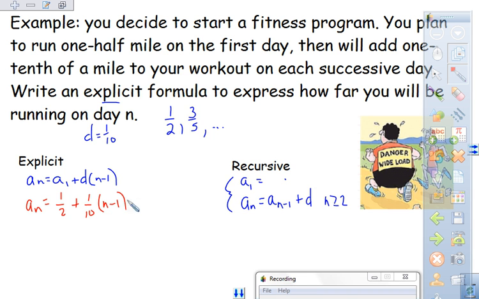So there's our explicit. For our recursive formula, our first term is still 1/2. The previous term plus our common difference. And this would be for all n greater than or equal to 2. So basically, all you need to know how to find today is the first term and the common difference to be able to do explicit formula. This concludes my lesson.